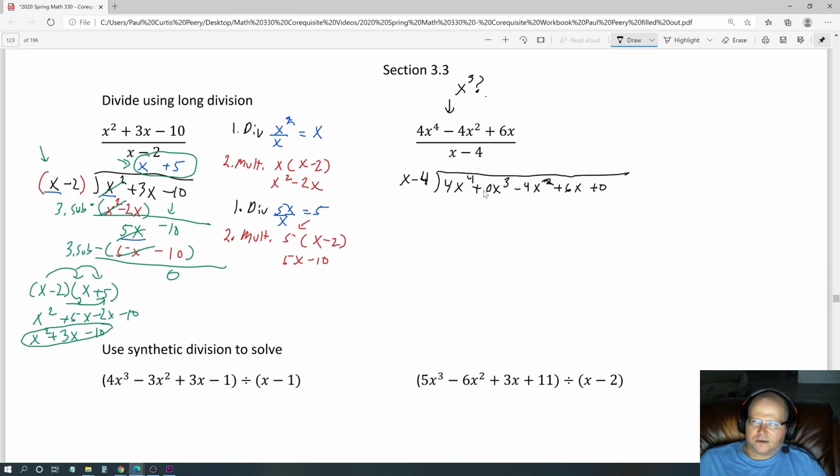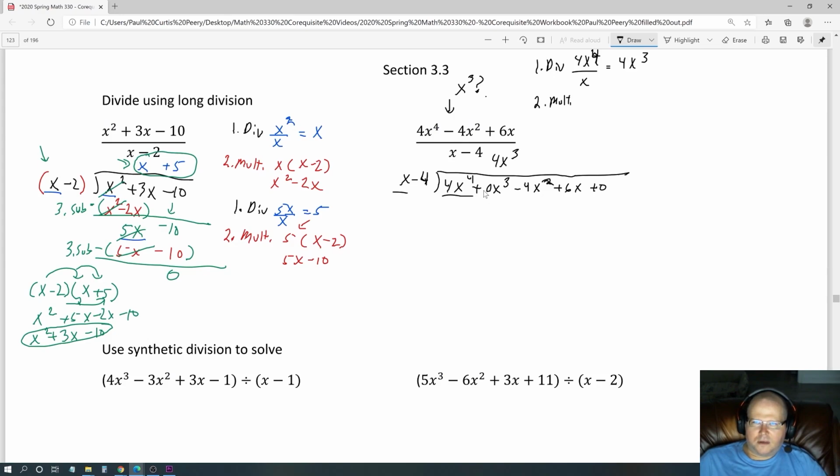All right, so let's do it. So first step is division. We divide the first term there by the first term there. So we're going to say 4x to the fourth, that's a 4, not 9, 4x to the fourth. And we divide that by x, and that should give us 4x to the third. And I'm going to put that right here on the top. 4x to the third. Okay, then we do multiplication.